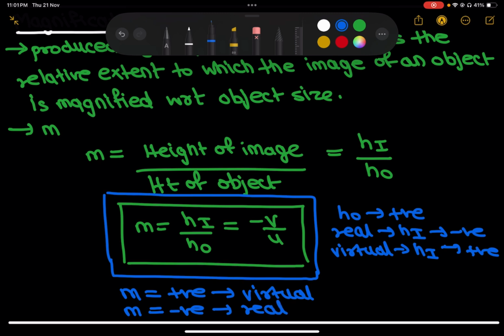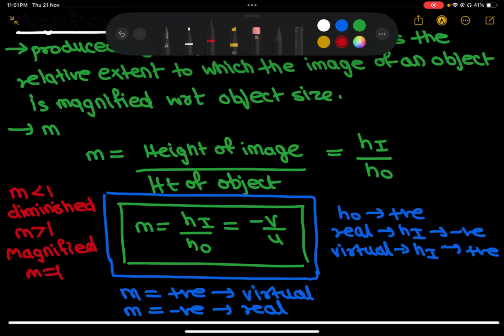Also, one more thing. If m is less than 1, that means the image is diminished. If m is greater than 1, the image is magnified. And if m is equal to 1, it is the same size. This is kind of obvious, but I still gave it.